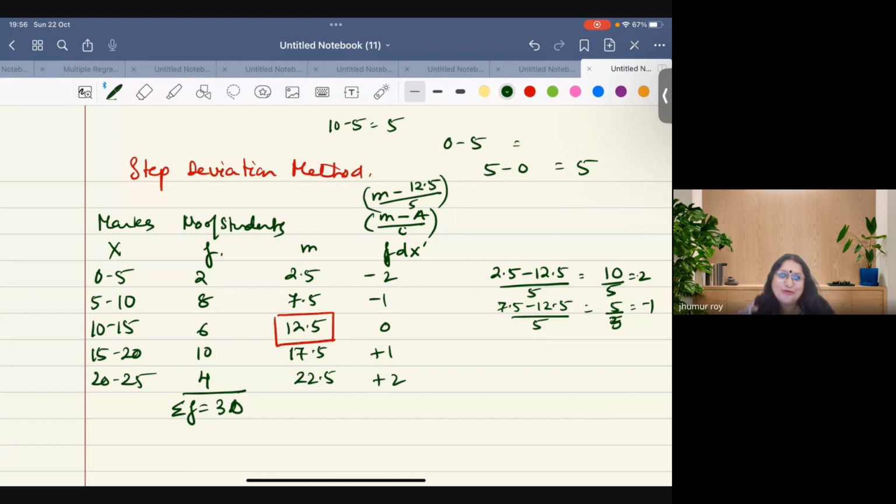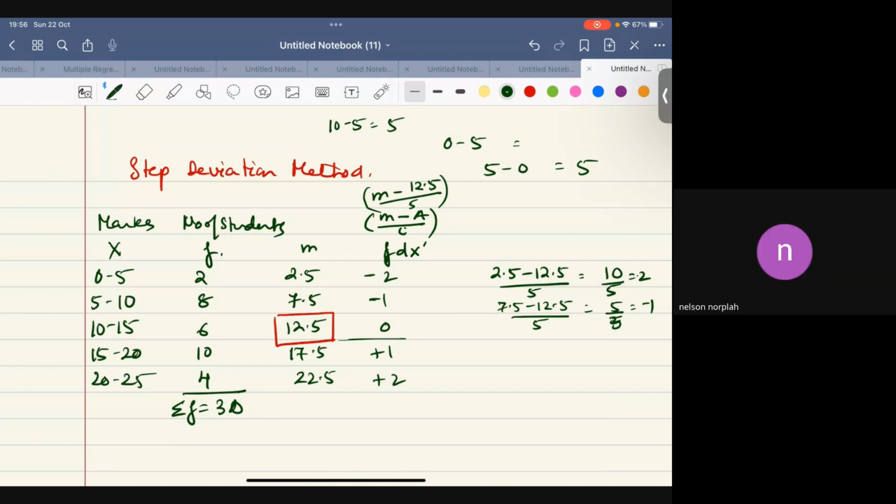The only thing you should know is the class interval, and you just write the values in step deviation as center value 0, minus 1, minus 2 like that on top, and plus 1, plus 2 down. That's why I was saying that this is an easy method.